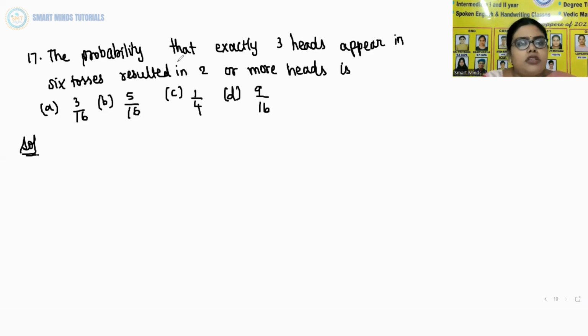Now take the next question. The probability that exactly 3 heads appear in 6 tosses resulting in 2 or more heads is dash. So whenever a coin problem is given, you need to use binomial distribution, because if you want to get a head, then getting a head is a success for you and getting a tail is a failure for you. So we have a success and a failure. That is, we have P and Q. So we need to use binomial distribution. Okay. So let us say P represents the probability of getting head.